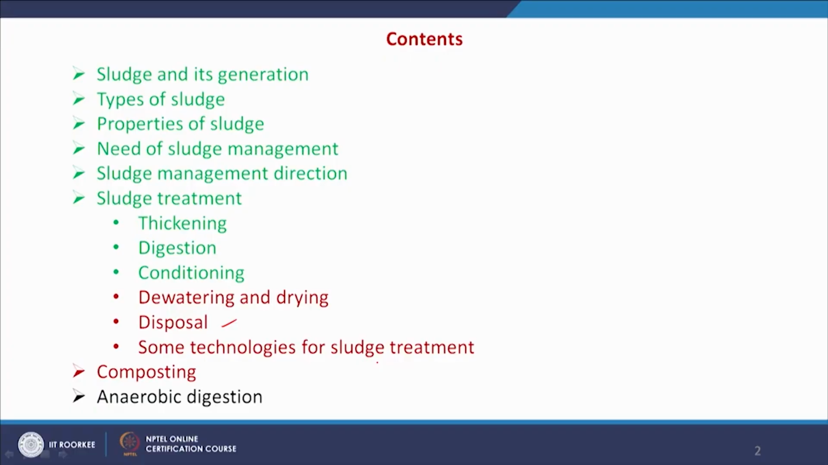Hello everyone, now we will discuss the topic sludge management part 2. In this class, we will discuss dewatering and drying, disposal, some techniques for sludge treatment which are part of sludge treatment, and then we will also discuss composting.